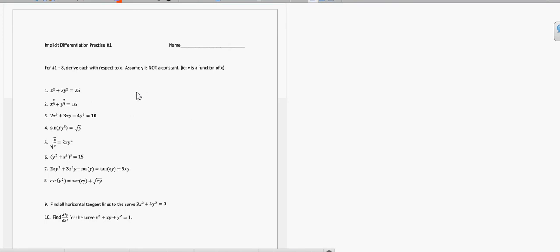Number 4 is a little bit nastier than the others. Lucky you. Now we've got to do the chain rule and the product rule in here because now it's sine with something inside these parentheses.